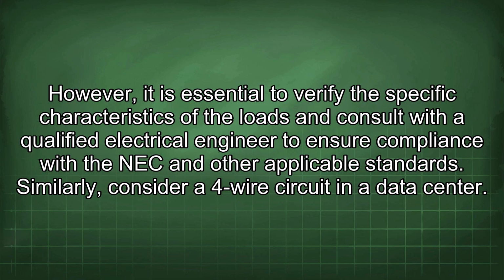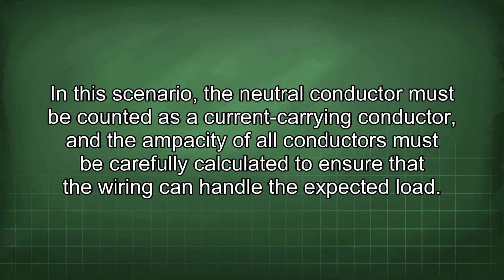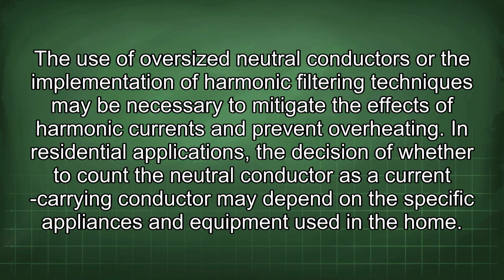Similarly, consider a 4-wire circuit in a data center. Data centers are known for their high concentration of nonlinear loads, including servers, network equipment, and uninterruptible power supplies, or UPS. These devices generate significant harmonic currents, which can cause substantial neutral current. In this scenario, the neutral conductor must be counted as a current carrying conductor, and the ampacity of all conductors must be carefully calculated to ensure that the wiring can handle the expected load. The use of oversized neutral conductors or the implementation of harmonic filtering techniques may be necessary to mitigate the effects of harmonic currents and prevent overheating.